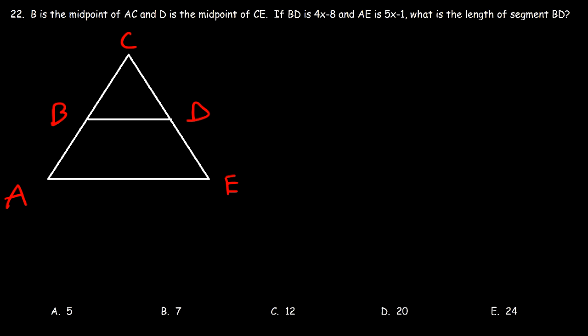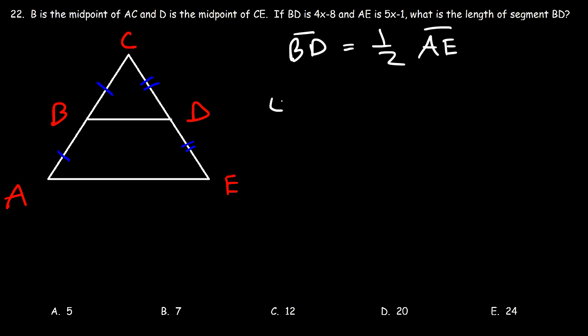Number 22. B is the midpoint of AC, and D is the midpoint of CE. If BD is 4x minus 8, and AE is 5x minus 1, what is the length of segment BD? So we're told that B is the midpoint of AC. That means that AB and BC are the same. And if D is the midpoint of CE, CD and DE are congruent. When we have this situation, it turns out that BD is 1/2 of segment AE.